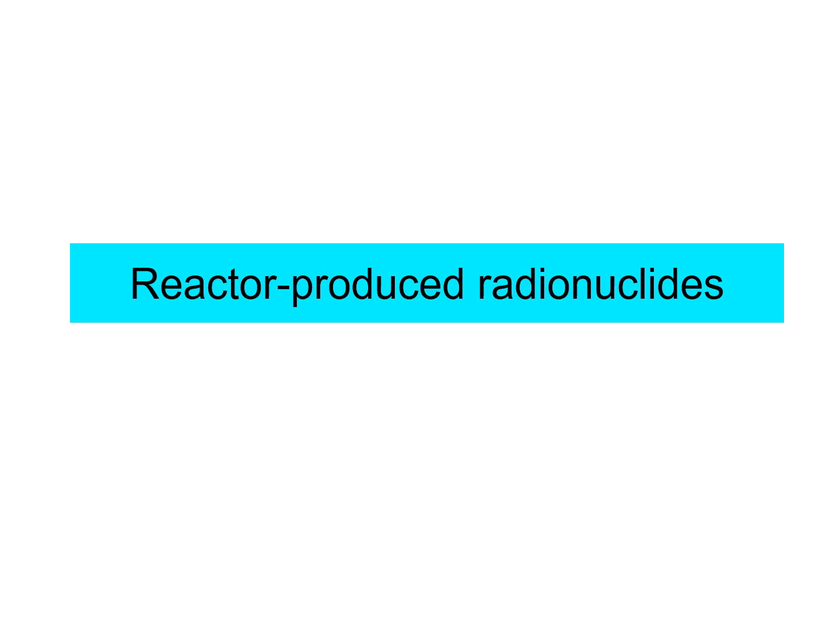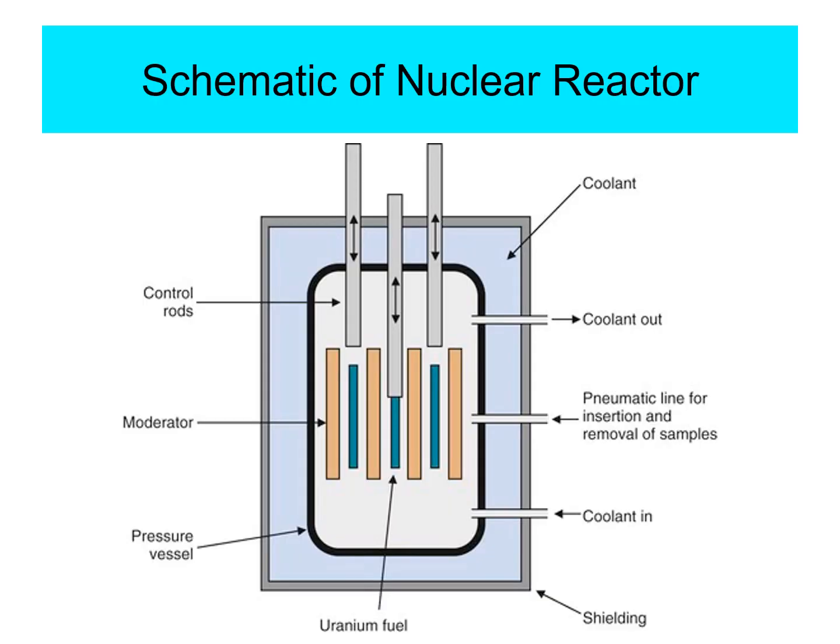We are going to discuss reactor-produced radionuclides. Before we proceed further, let us look at the schematic of a nuclear reactor. There are three main components. Number one is the fuel rod, which is colored as bluish. The fuel rods contain fissionable materials such as uranium-235.